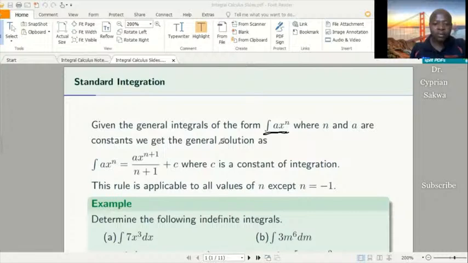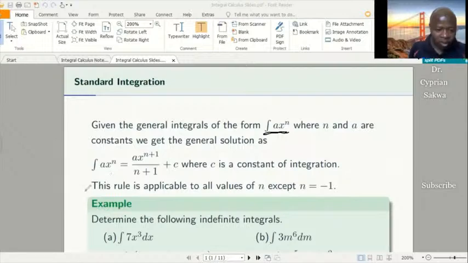So what we are saying is, when you are given the integral of a x raised to n, a is any constant, n is also another constant. The solution to this would be, we just raise the power by 1, so it's a x to the n plus 1. So this is our new power, and we divide by this new power.